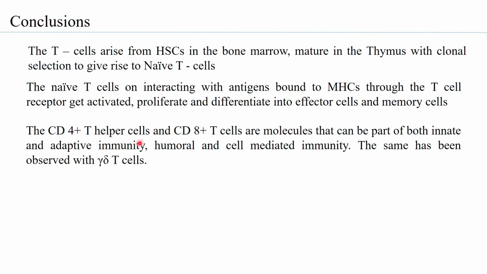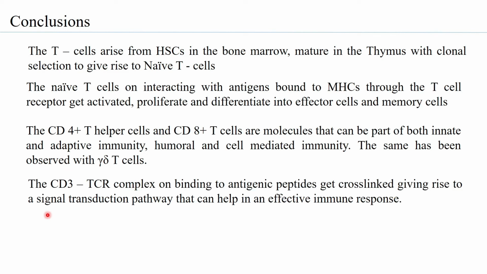The CD4 plus T helper cells and CD8 plus T cells are cells that can be part of both innate and adaptive immunity, humoral as well as cell-mediated immunity. The same has been observed with gamma delta T cells. The CD3 TCR complex on binding to antigenic peptides gets cross-linked, giving rise to a signal transduction pathway that can help in an effective immune response.